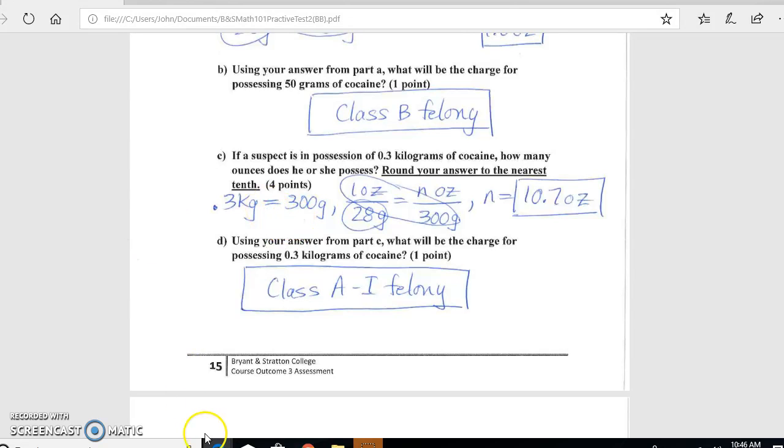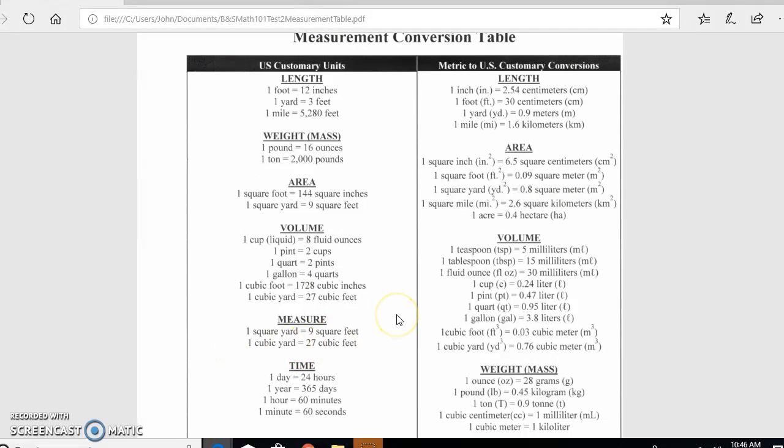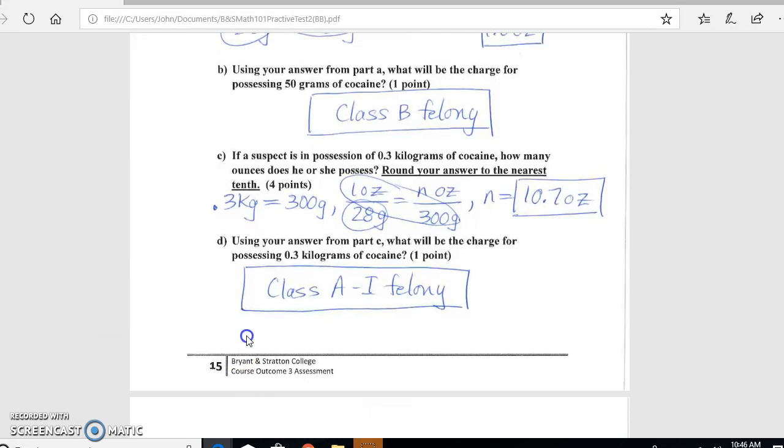If you look on your measurement conversion table down in the bottom left-hand corner, we're going from kilograms to grams, and to do that we're going to have to move 1, 2, 3 places to the right. And so that's how many places we're going to move this decimal point. 1, 2, 3 places to the right. We're going to have to put 2 zeros here, and 0.3 kilograms is equal to 300 grams.